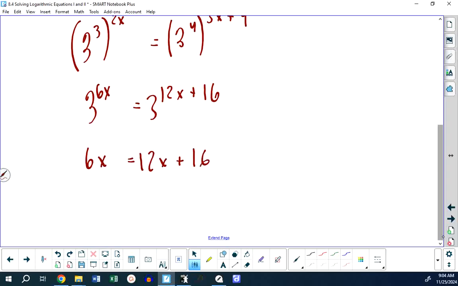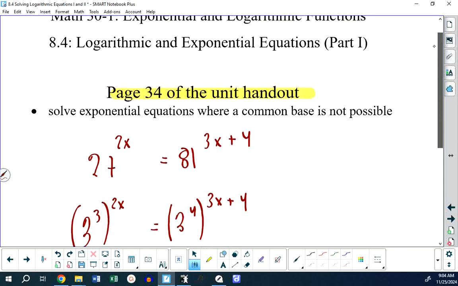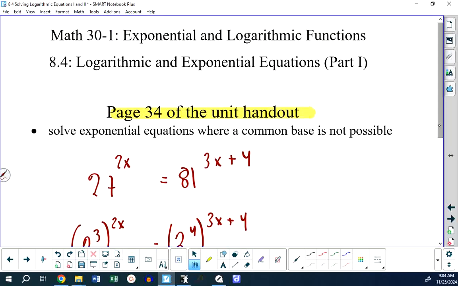And I'll leave it to you, we're not going to solve that. You know how to solve that, right? You're going to subtract the 16 and subtract the 6x and end up with 6x equals negative 16 and go from there. So that's what you do if the bases are bases where a common base is possible.